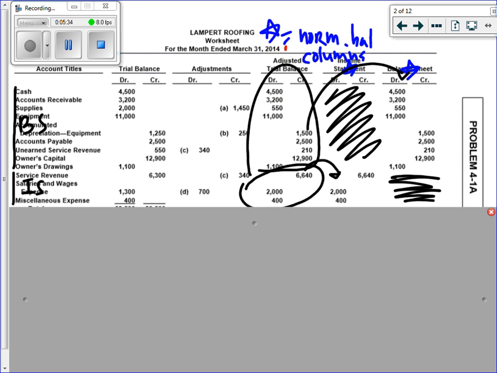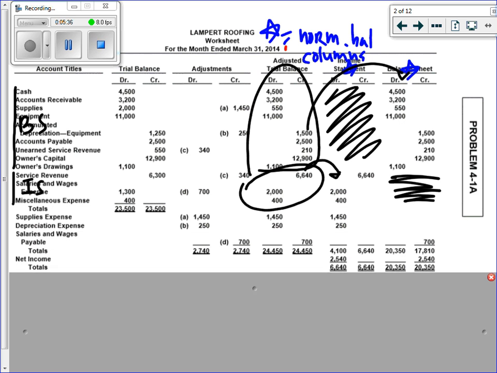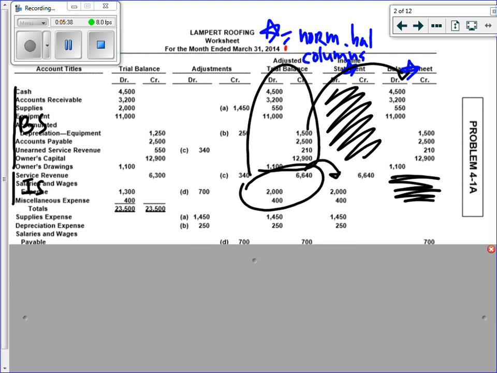As we get into this little bottom section, you got to be careful because some of them, like I see an expense, so that's income statement. I see another expense, that's income statement, but I see payable, that's balance sheet. So you got to make sure to put them in the correct spots.